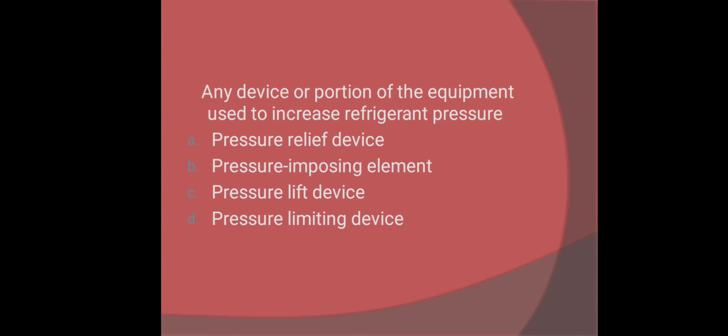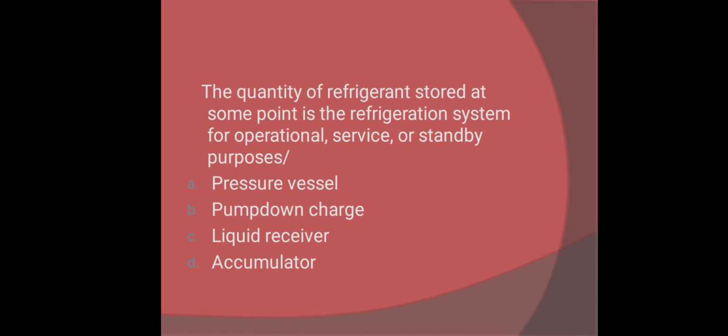Any device or portion of the equipment used to increase refrigerant pressure. Sagot yan ay pressure imposing element, letter B. Next, the quantity of refrigerant stored at some point in the refrigeration system for operational service or standby purposes. Sagot yan ay letter B, pump down charge.